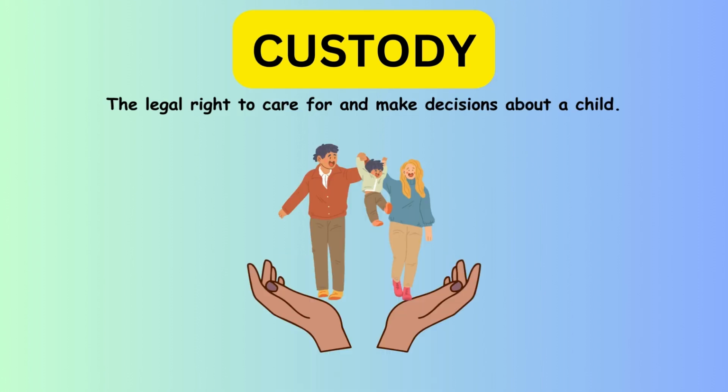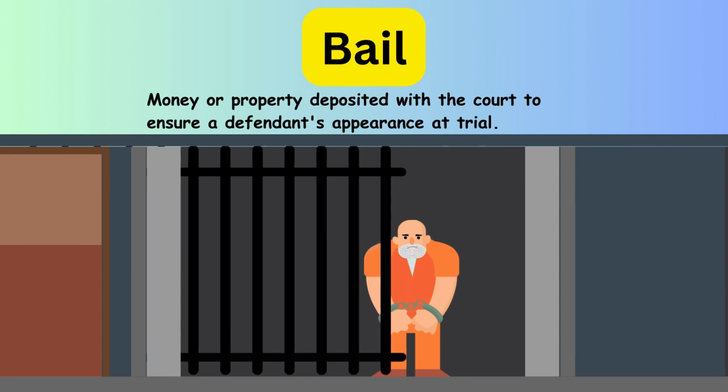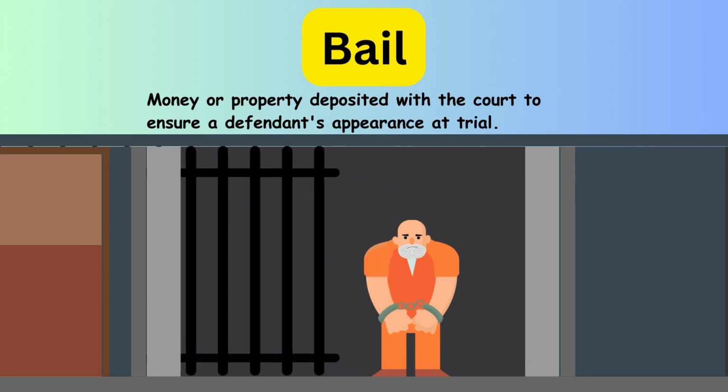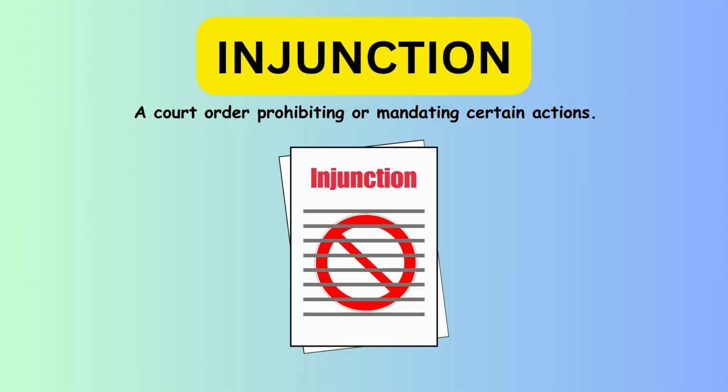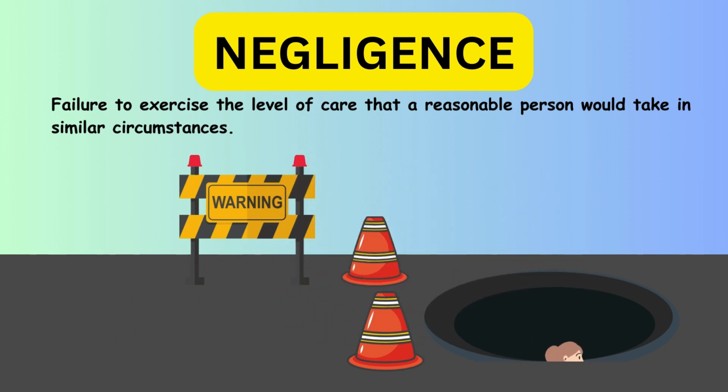Custody. The legal right to care for and make decisions about a child. Bail. Money or property deposited with the court to ensure a defendant's appearance at trial. Injunction. A court order prohibiting or mandating certain actions. Negligence. Failure to exercise the level of care that a reasonable person would take in similar circumstances.